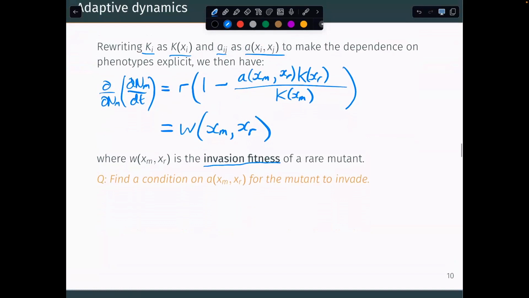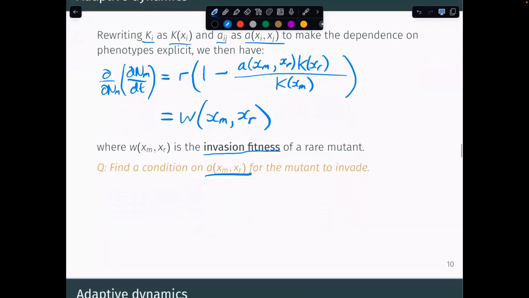If you recall, we don't have to sum over interactions. We don't have to account for interactions between mutants because mutants are rare. Okay, so let's find a condition on this competition term for the mutant to be able to invade. Well, the mutant can invade when this term is positive. So invasion if W of XM, XR is positive.